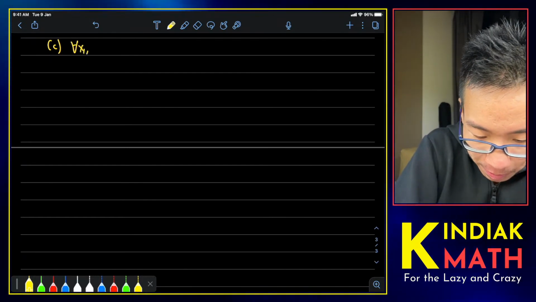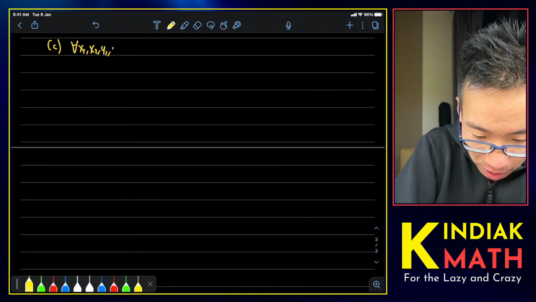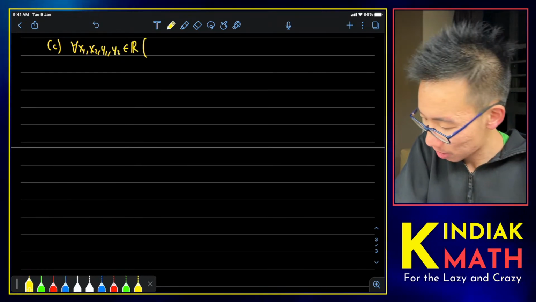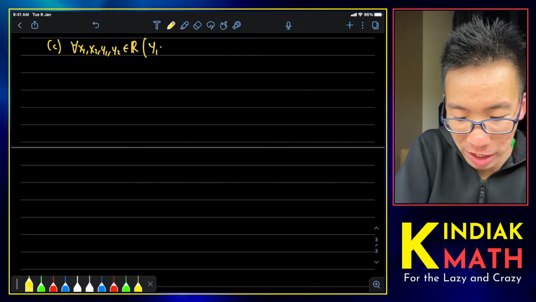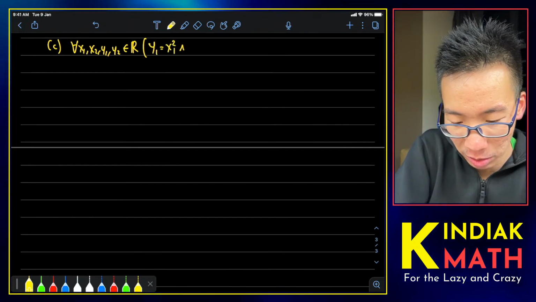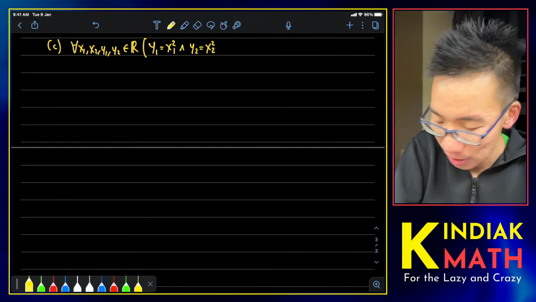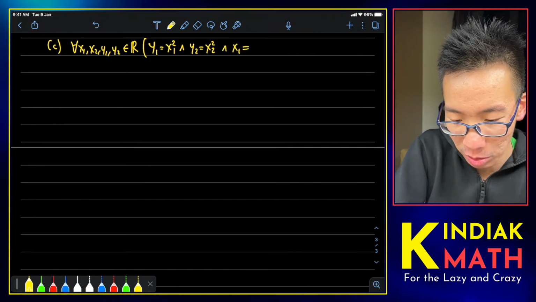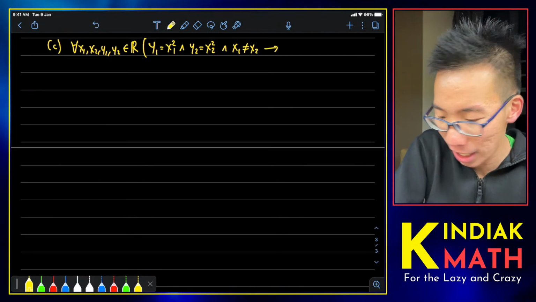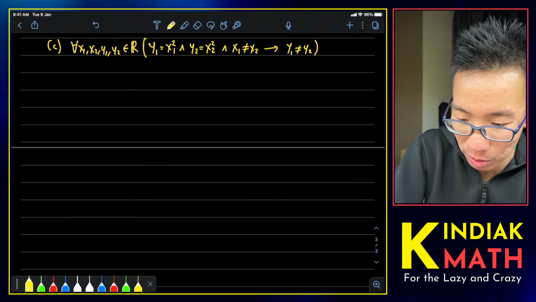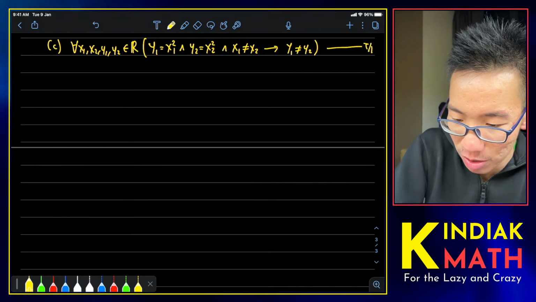For any x1, x2, y1, y2 in R, y1 equals x1 squared and y2 equals x2 squared, and x1 not equal to x2 will imply that y1 not equal to y2. We'll eventually ask if this is true or false.